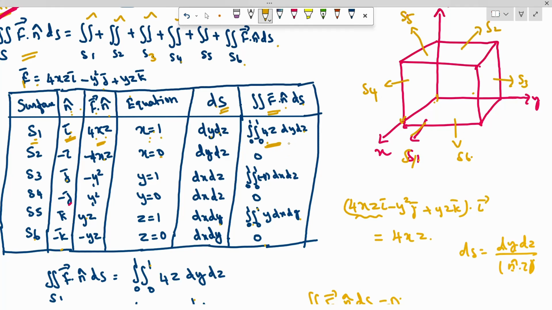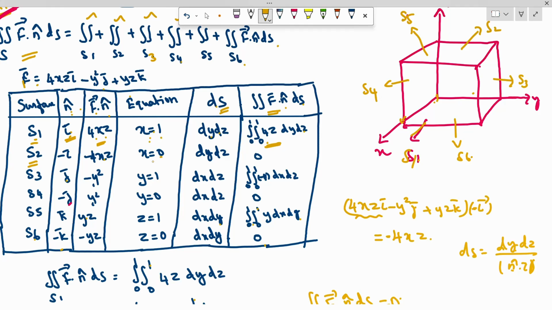4z dy dz. In the similar way, we have to write for all the surfaces one by one. Next, surface 2. Surface 2 means just the back side. This one is the front side, surface 1; the back side is S2, surface 2. Here the unit outward normal vector is minus i vector. Minus i vector means we just have to replace it here with a minus. Minus means here we'll get one negative sign, that's all.